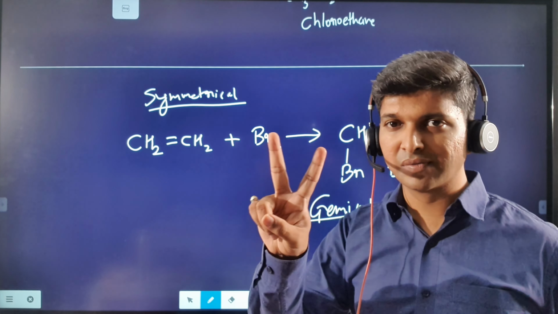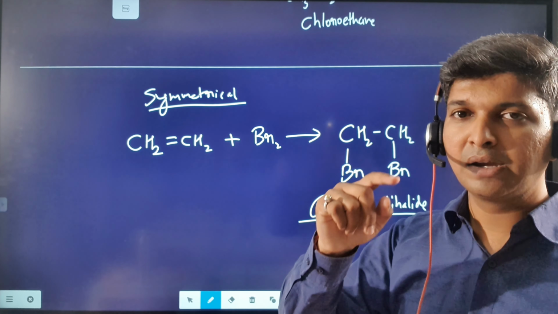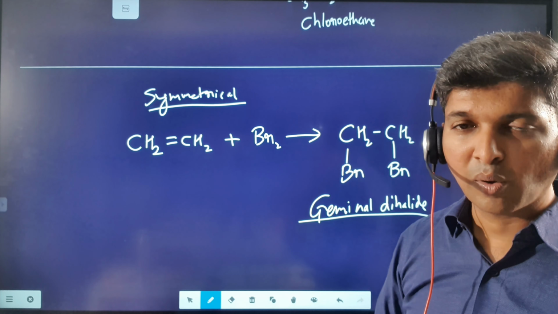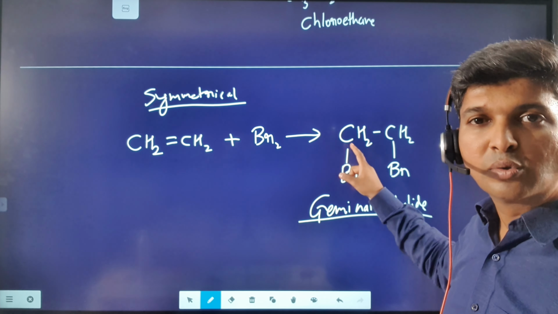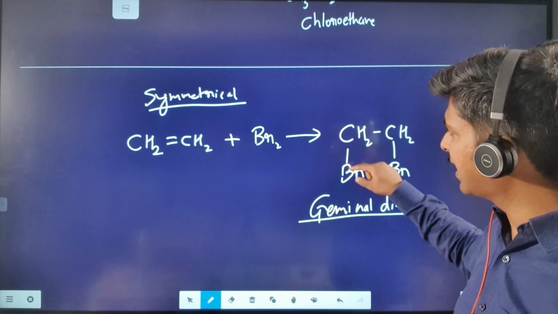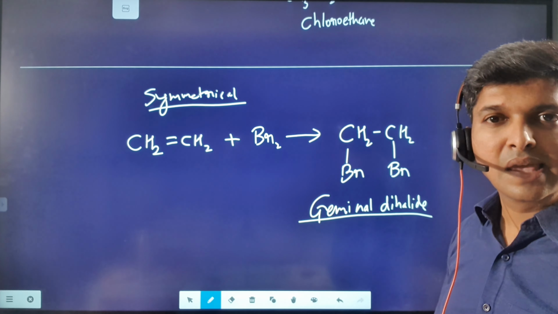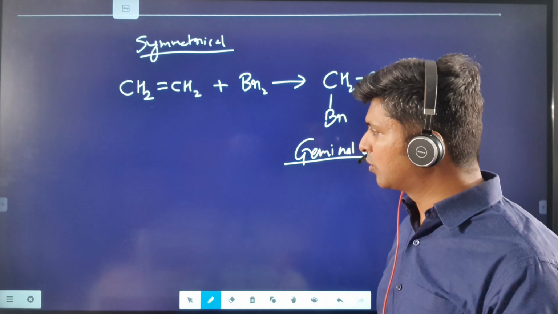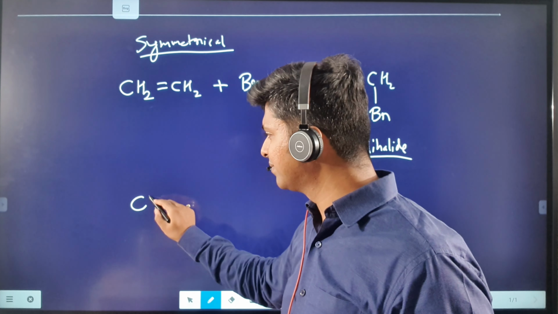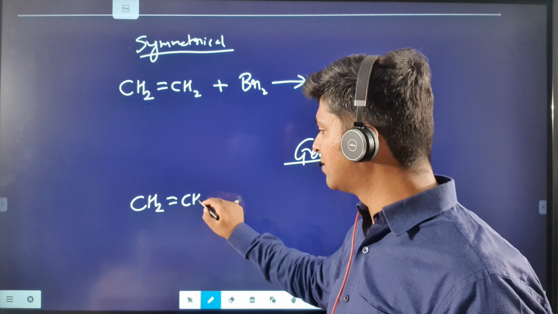Then I've also explained what's a vicinal dihalide. Vicinal dihalide you get when you are having both the halogens attached to the same carbon. Here 2 halogens are attached to two adjacent carbons, but in geminal dihalide, two halogens will be attached to the same carbon. Okay, so this is a geminal dihalide. We can call it 1,2-dibromoethane. Okay, 1,2-dibromoethane will be the IUPAC name.